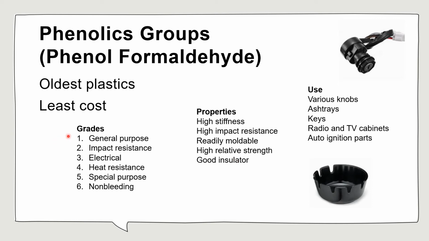Then the first group, phenolics. The real term is phenol formaldehyde. It's the oldest plastic and very cheap. We have different grades for phenolics: general, impact resistant, electrical, heat resistant, special, and non-bleeding. They have high stiffness and high impact resistance. They are readily moldable, so we can mold them into containers. They have high relative strength, and they're good insulators.